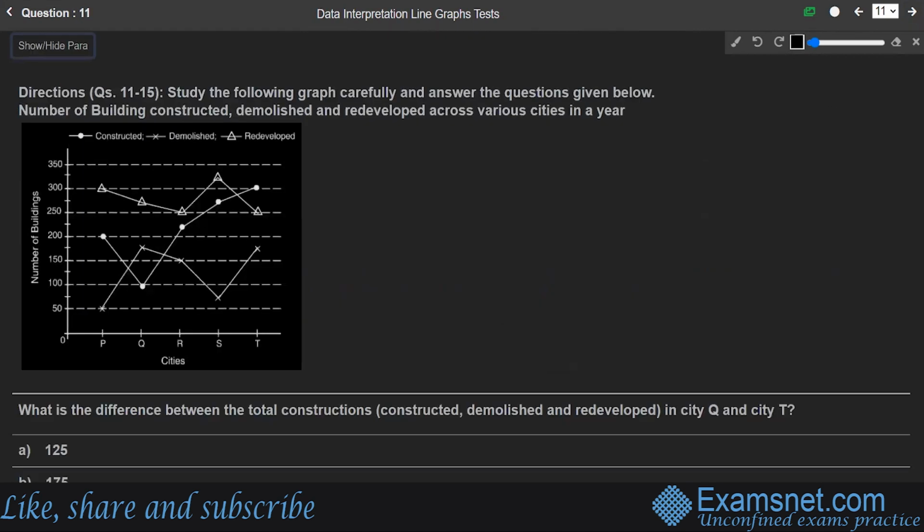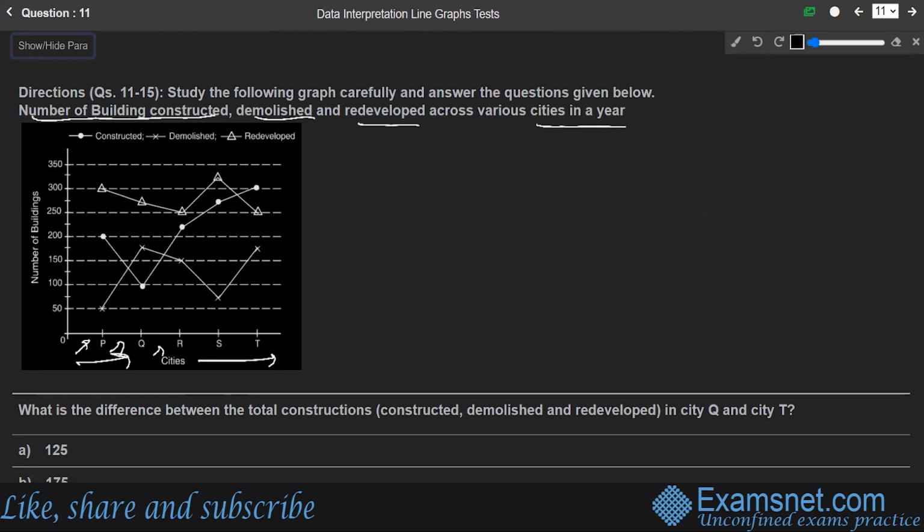Now, we have a different line graph and we are supposed to solve the questions as per the study of this line graph. First of all, we need to understand the graph. The title of the graph says number of buildings constructed, demolished and redeveloped across various cities in a year. On the x-axis, we can see cities, city P, city Q, city R, and so on. There are 5 cities given.